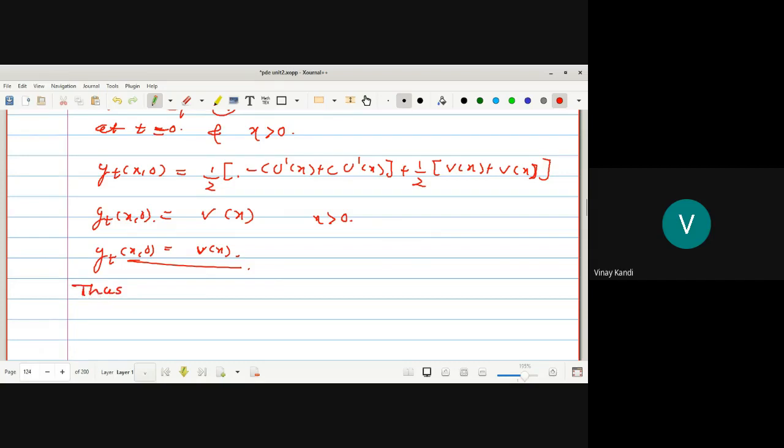Thus, equation number 10 satisfies the given initial condition. Okay, any doubt? Now we have to check the given equation satisfies the equation number third and 4 and 5. Okay, काही डाउट्स असतील तर विचारू शकता.